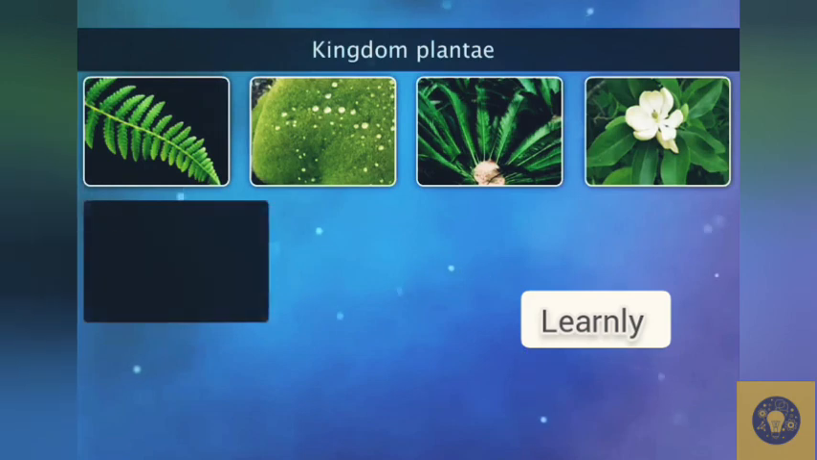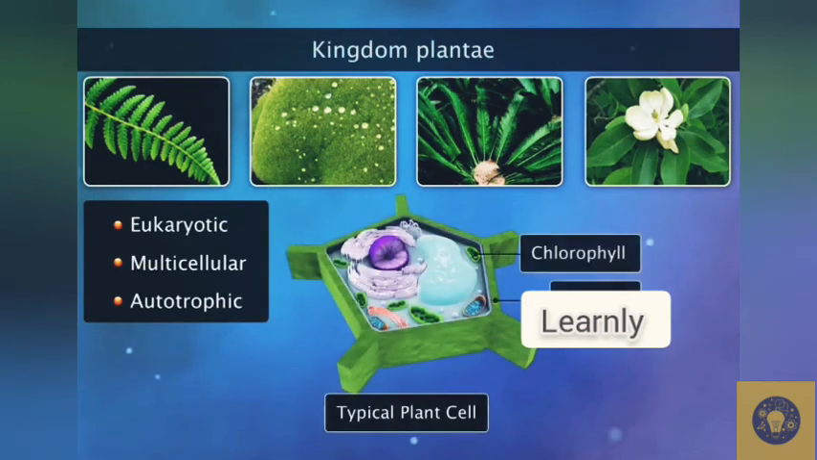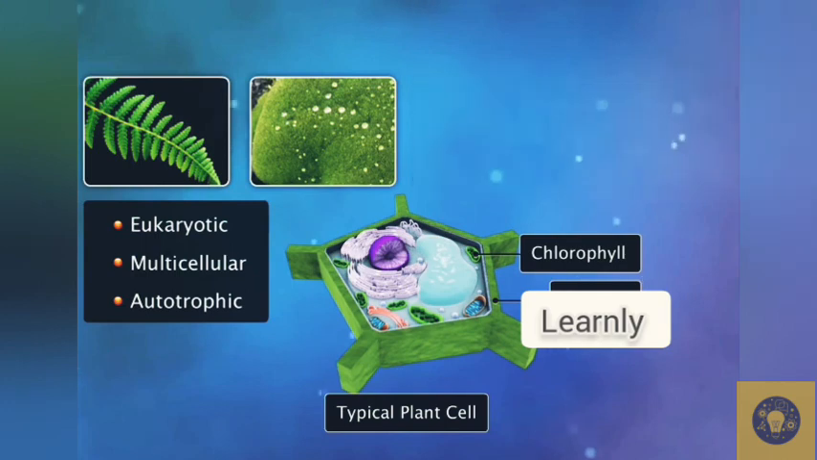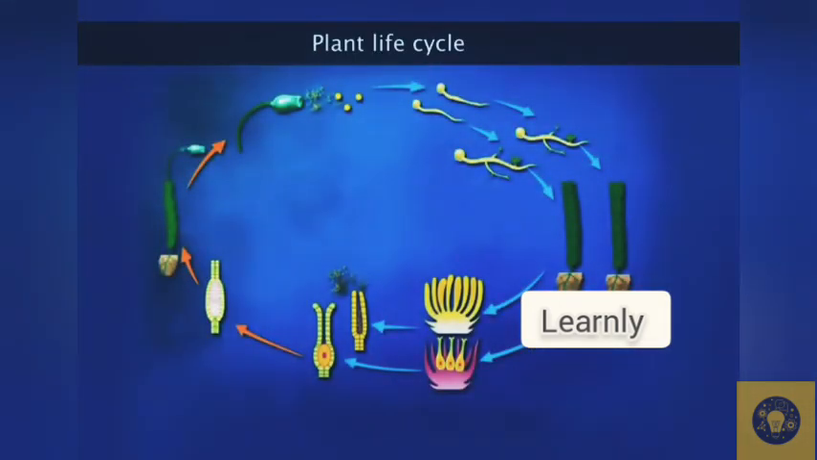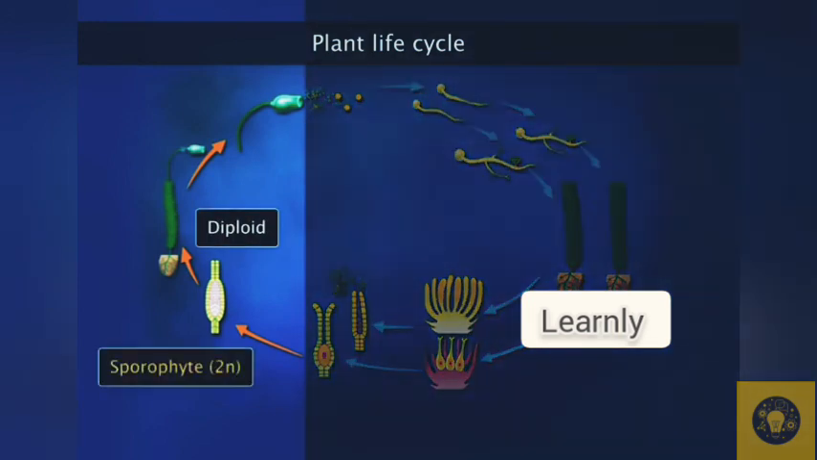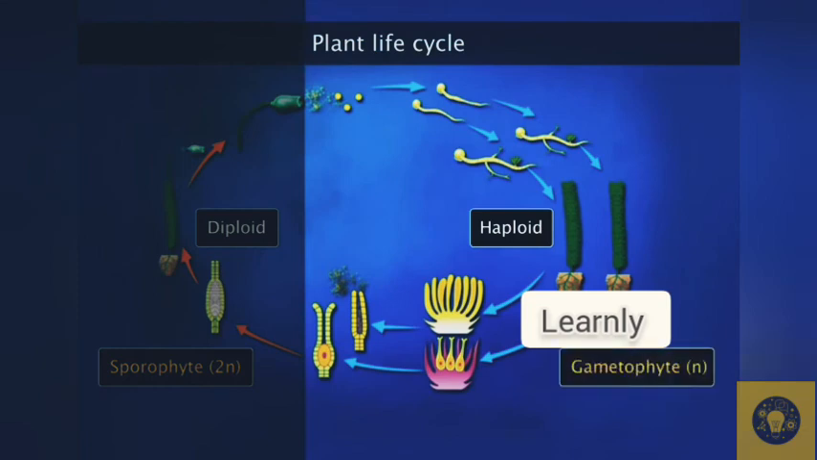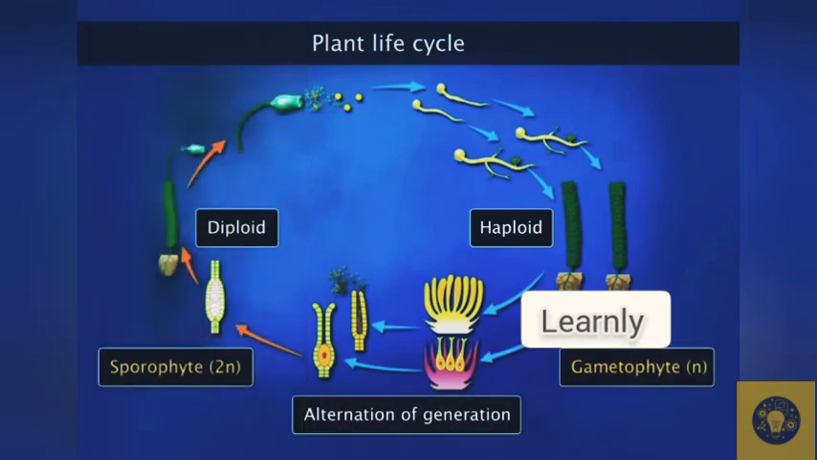Kingdom Plantae includes all eukaryotic, multicellular, autotrophic organisms commonly called plants. The life cycle of plants has two distinct phases, the diploid sporophytic and the haploid gametophytic, which alternate with each other.